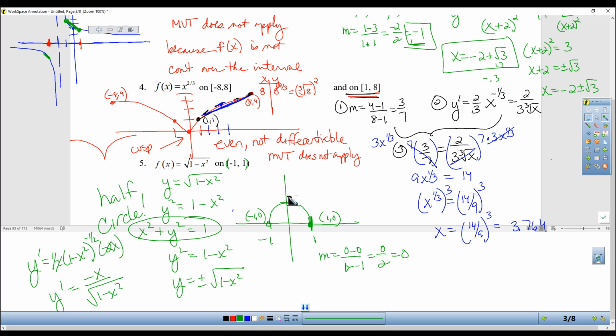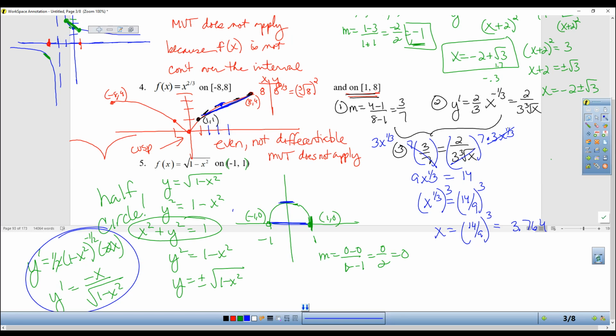But I think you can just look at it, right? The slope between these 2 points is definitely 0. Where does it obtain 0? Definitely right here. Do you have to do steps 1, 2, 3? Find the slope, find the derivative, set them equal? Well, I did find the derivative only because I was trying to explain to you how it's not differentiable at -1 and 1. But if you can just look at a problem and see it, go for it.